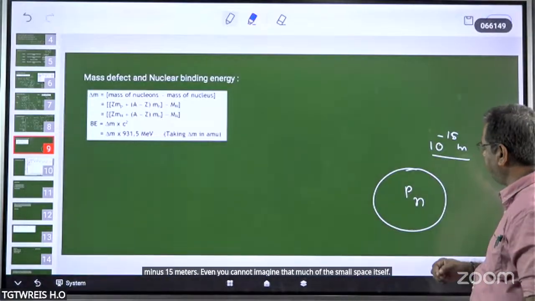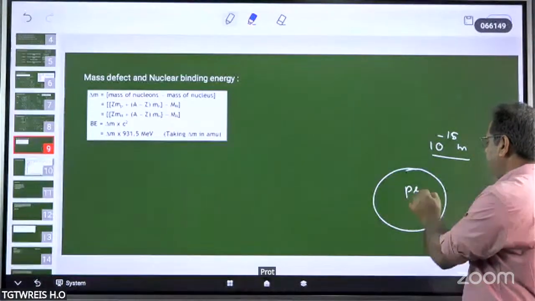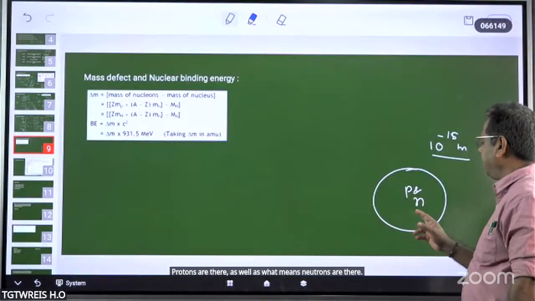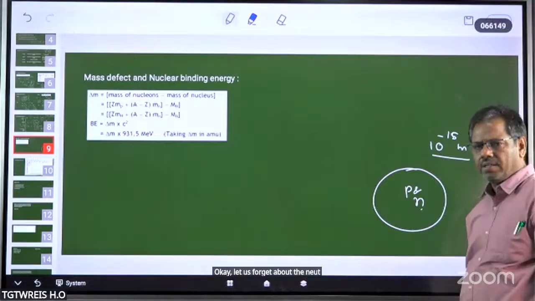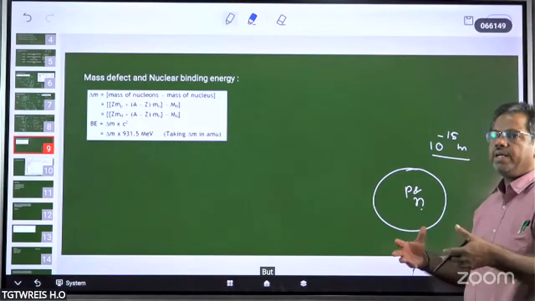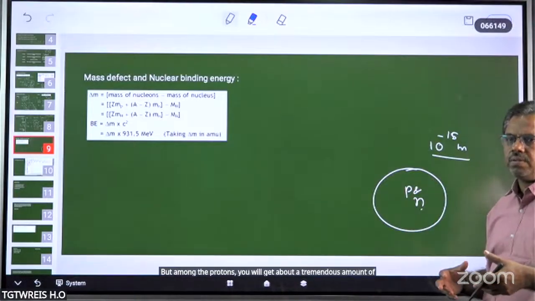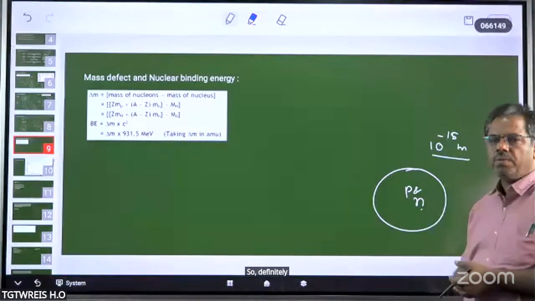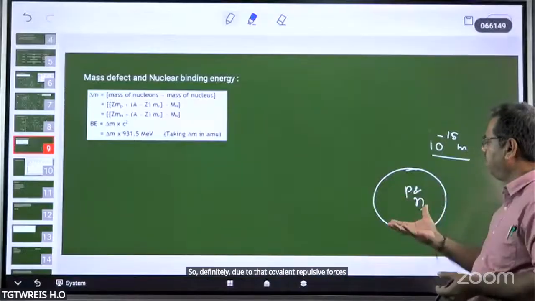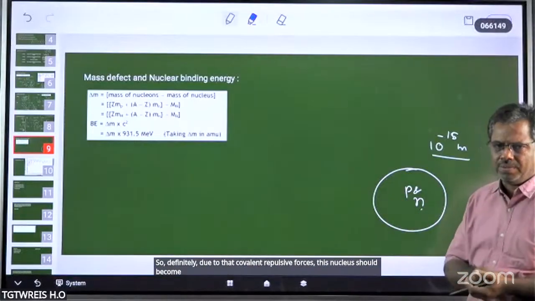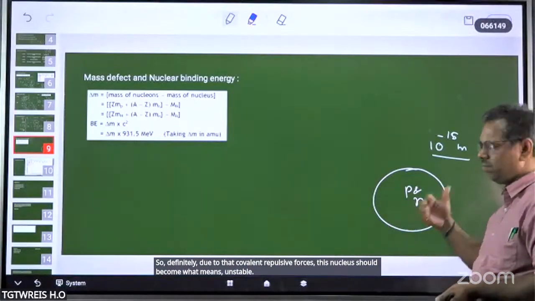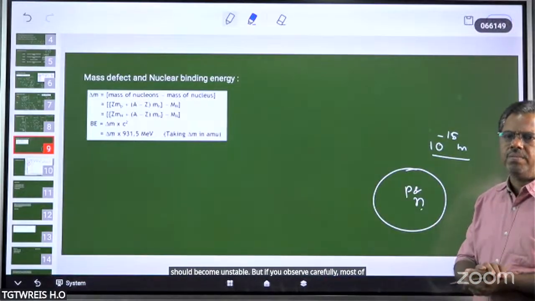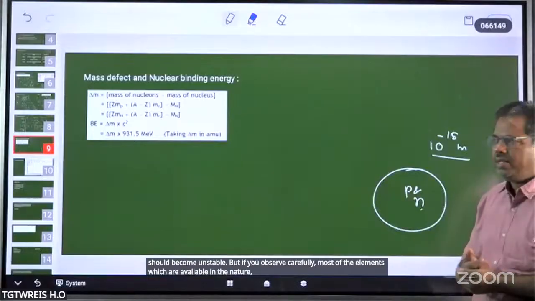In that small space, protons are there as well as neutrons. Okay, let us forget about the neutrons. Protons are there, but among the protons you will get a tremendous amount of Coulomb repulsive forces. So definitely, due to those Coulomb repulsive forces, this nucleus should become unstable. It should become unstable. But if you observe carefully, most of the elements available in nature are actually stable.